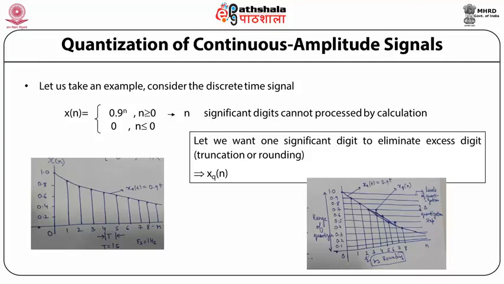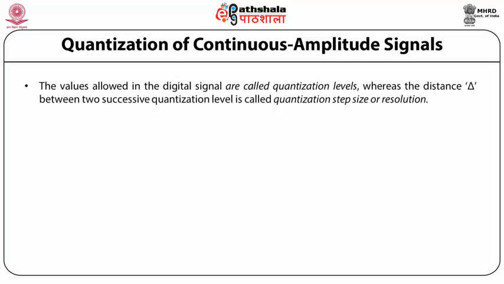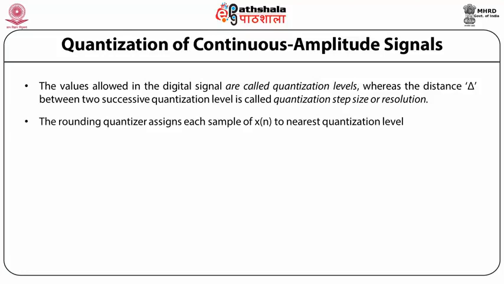This implies xQ(n), which is shown in this figure. The values allowed in the digital signal are called quantization levels, whereas the distance delta between two successive quantization levels is called the quantization step size or resolution. The rounding quantizer assigns each sample of x(n) to the nearest quantization level. For the quantization error eQ(n), the error is limited to minus delta by 2 to plus delta by 2.